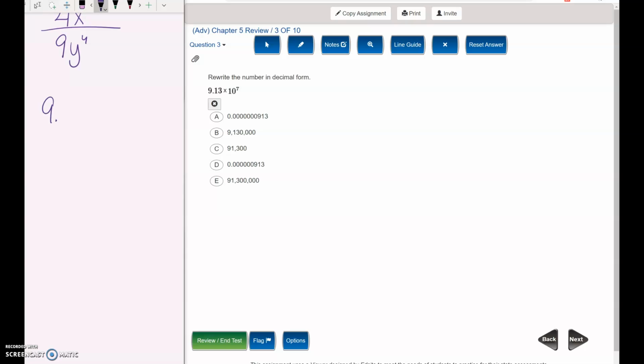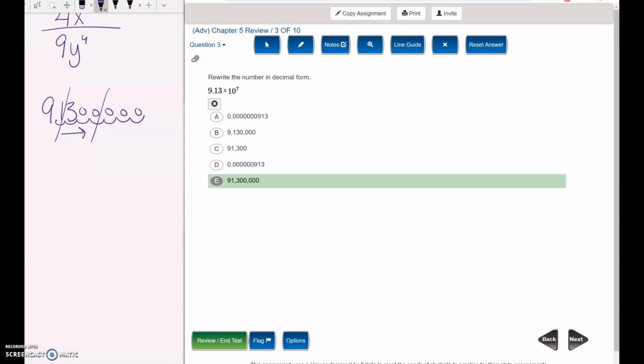Okay, 9.13 times 10 to the 7th. 7 is a positive number, so you're looking at a number bigger than 1, not a decimal. So we need to move this decimal point to the right to make this a big number. We need to move it to the right 7 places. So 1, 2, 3, 4, 5, 6, 7. Put zeros in all those. This becomes 91,300,000. That'd be that answer.